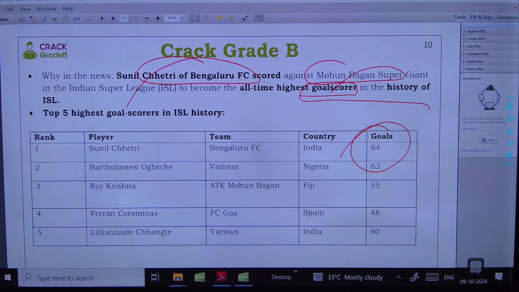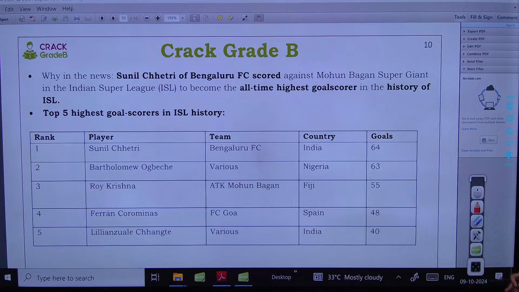Then you have Bartolome from Nigeria, 63 goals, very close competitor. Then you have Roy Krishna from Fiji, 55 goals, and you have Ferran Corominas from Spain, 48, and then you have Lilian Zuel from India, again 40 goals. So just remember at least the first, the person who has created the history, Sunil Chhetri.